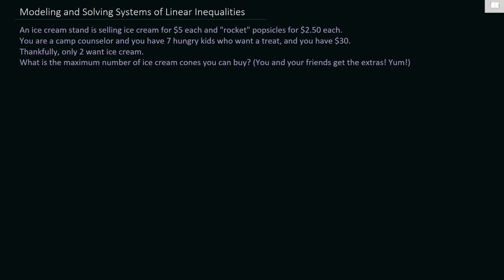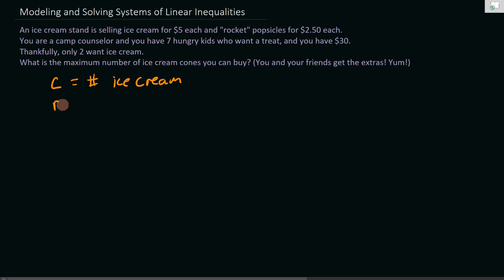Okay, so let's set this up. First of all, let's choose what our variables are going to be. I'm going to choose C to be the number of ice cream, and R to be the number of rockets. Okay, so we have 2 different restrictions that we need to work with. You've got 7 hungry kids. So, if the money runs out, at least the kids will have their treats. So your number of ice cream cones plus your number of rockets has to be at least 7. And the way we say at least 7 is greater than or equal to.